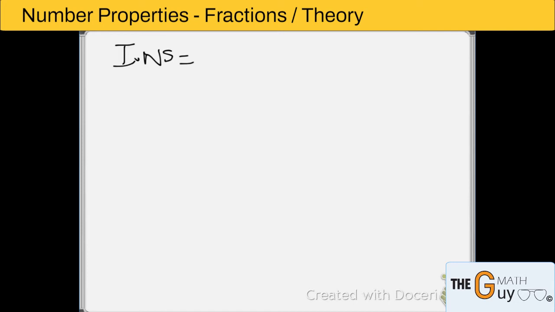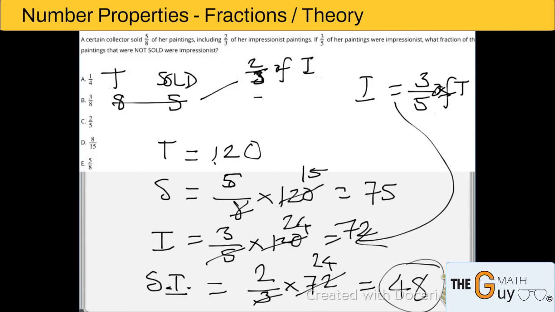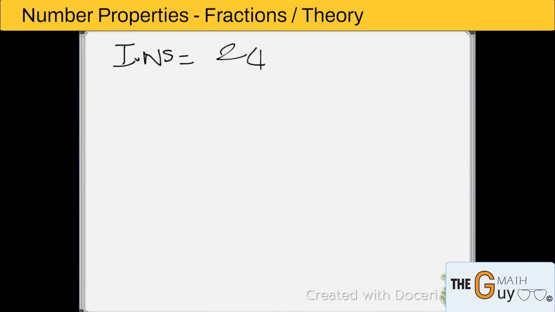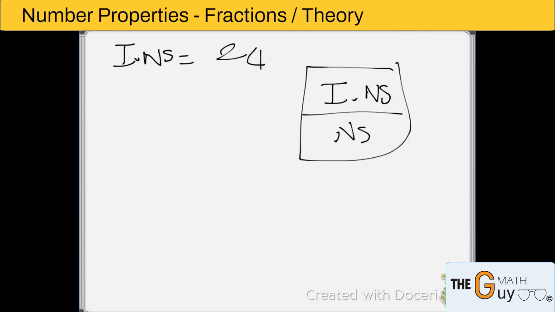Not sold is 24, right? 1/3. And what fraction of paintings? So we need to calculate this. We need to calculate how many impressionist paintings were not sold divided by how many were not sold, right? That is, the fraction of impressionist paintings out of all the paintings that were not sold.